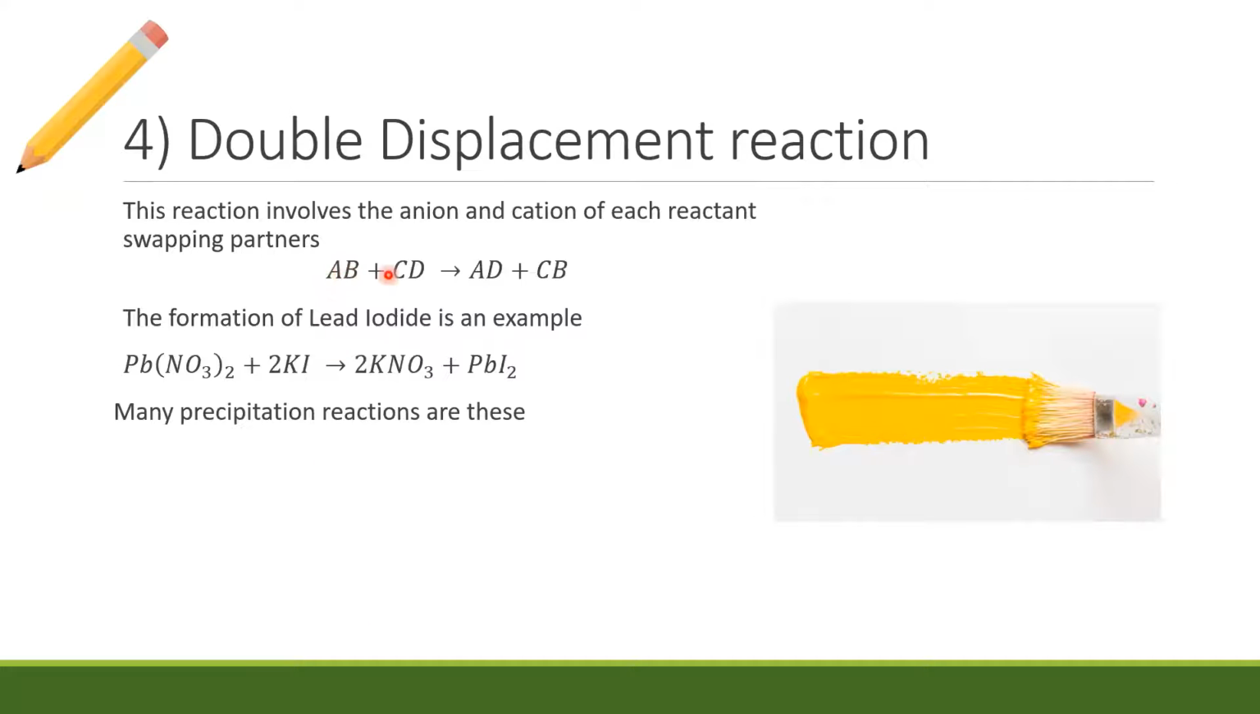A and B react with C and D. So A goes, hey, you know what? Your wife D, she's pretty hot. And so they swap. So A gets with D, B gets with C. And then you swap partners. This is called a double displacement.